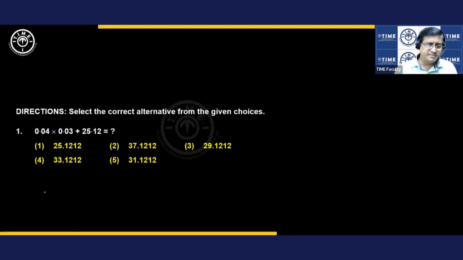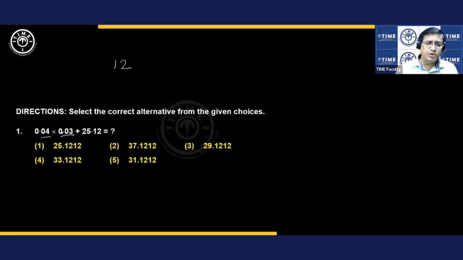What is given here? It is a simplification question. Directions are given. Select the correct alternative from the given choices. Now 0.04 into 0.03 plus 25.12 is equal to question mark. It is a very simple and easy question. First of all, multiply the values here. 3 into 4, that is 12.